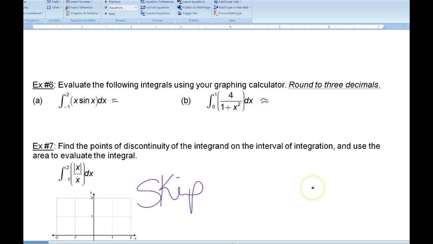Did you guys plug it in? What'd you get? I just want you to give me the A and B. What did you get? I don't know how to do this. I'm still trying to figure out how to do it.